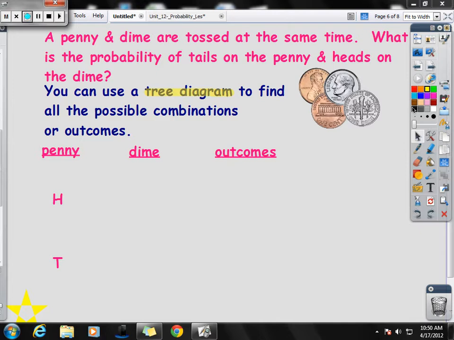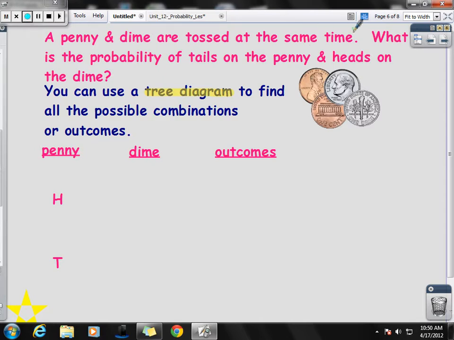It says a penny and a dime are tossed at the same time. What is the probability of a tails on the penny and a heads on the dime? We're going to use a tree diagram, and I'll start with our first toss. So that'll be right here.